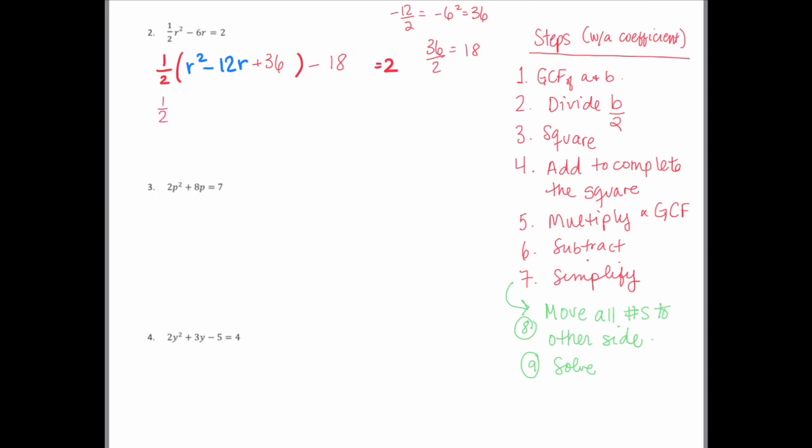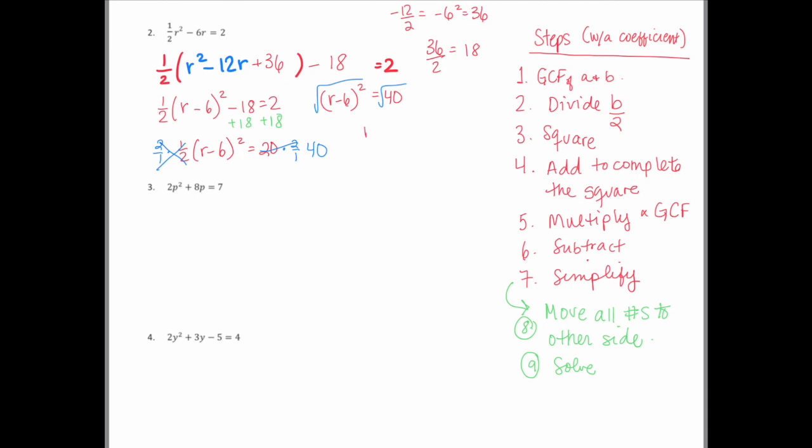We're all the way down to step 7 now, and I'm going to simplify this into a square binomial. R minus 6 squared minus 18 equals 2. We're moving on now and moving all the numbers to the other side by adding my 18. So I have 1/2 times r minus 6 squared equals 20. Now I'm going to move that 1/2 by multiplying by the reciprocal, and that's going to give me 40 on the other end, and just leave r minus 6 squared on that end.